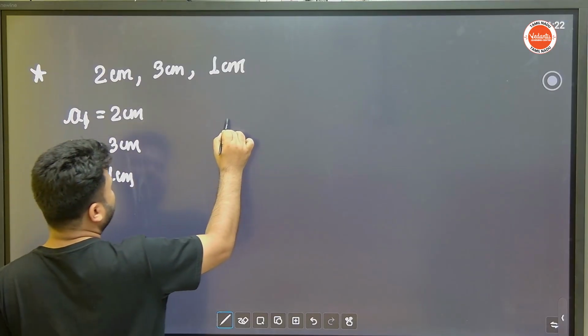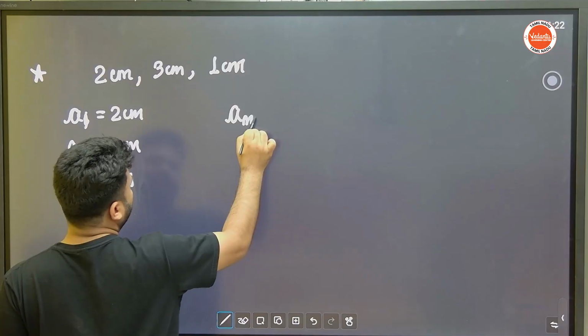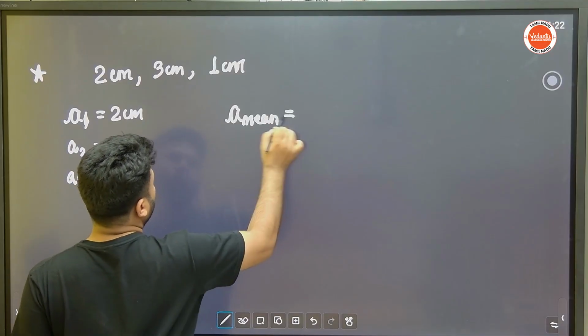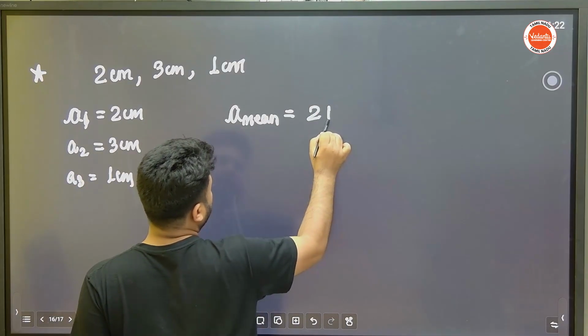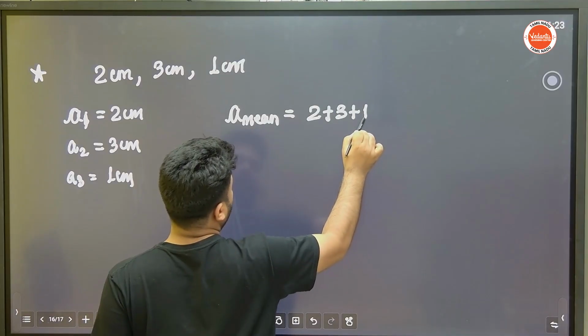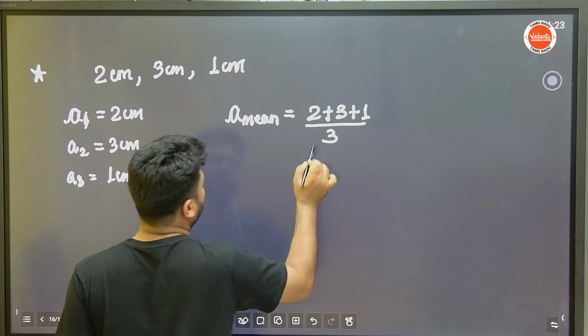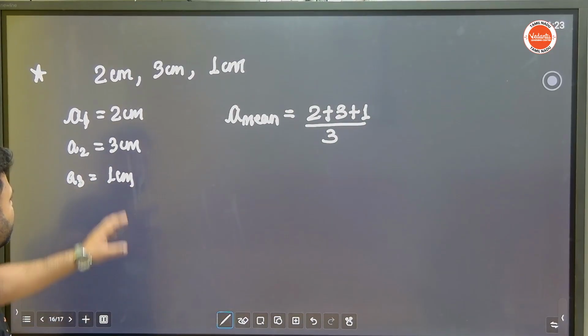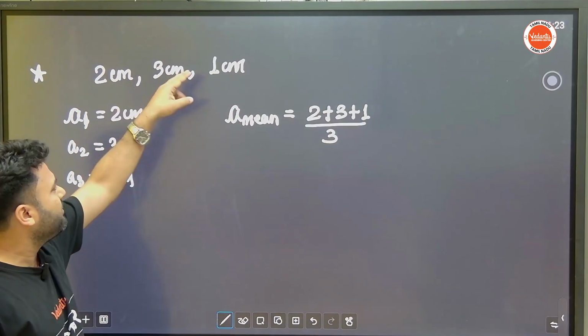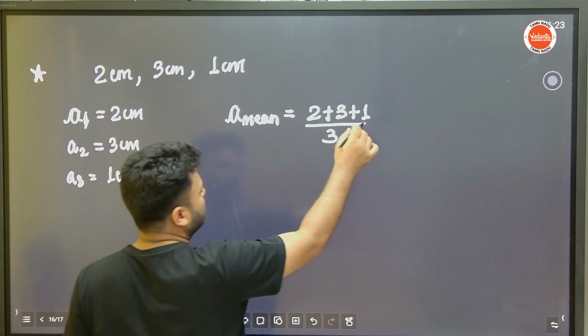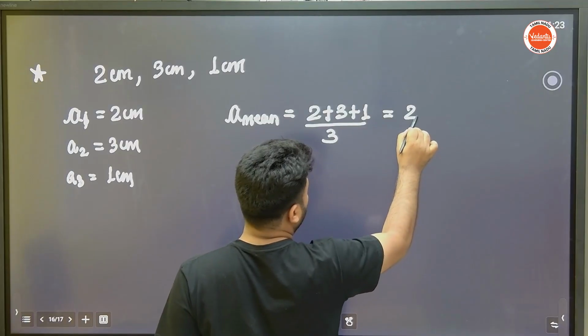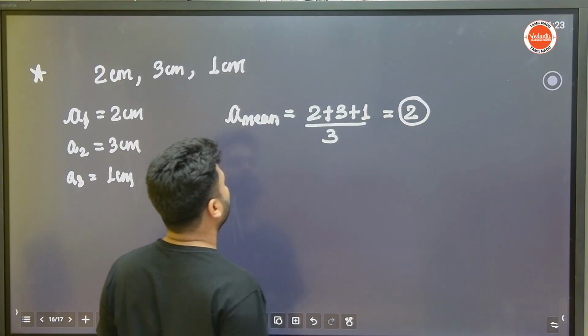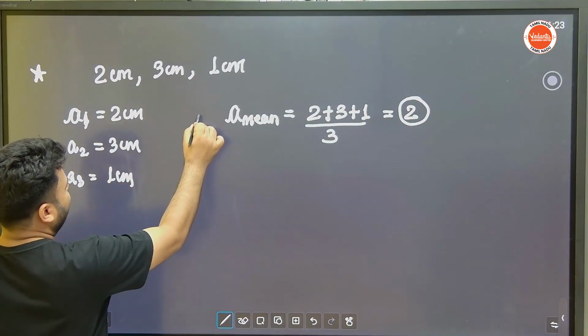If I ask what is the mean, the average value of your observations, you will say, sir, 2 plus 3 plus 1 divided by 3, the number of observations. Sum of all the observations divided by the number of observations. So 2 plus 3 is 5, plus 1 is 6, 6 divided by 3 is 2. This 2 is the mean value. So the first thing they ask is this.